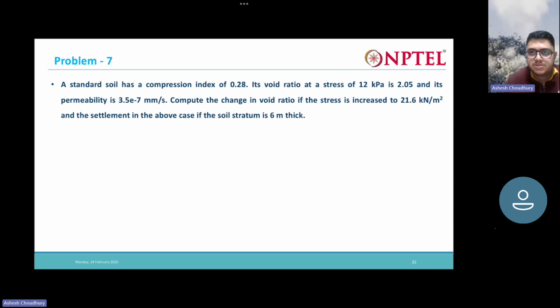Okay, sorry for the interruption. Let us continue. We have a standard soil with a given compression index. The void ratio is given at the initial stress. So when we increase the stress, you need to find the changed void ratio and also calculate the settlement. The thickness of the soil strata is given to us. Let's see how we can do it.